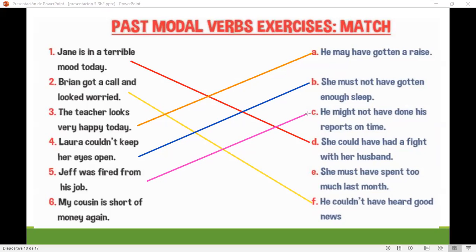Okay, number 6. My cousin is short of money again. Short of money. It means that he doesn't have money. Okay, which one? Letter E. Very good, letter E. She must have spent too much last month. Haber gastado. Okay, very good. So, any question about this part? No?